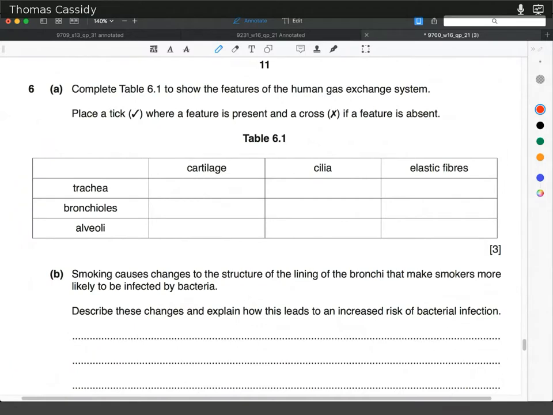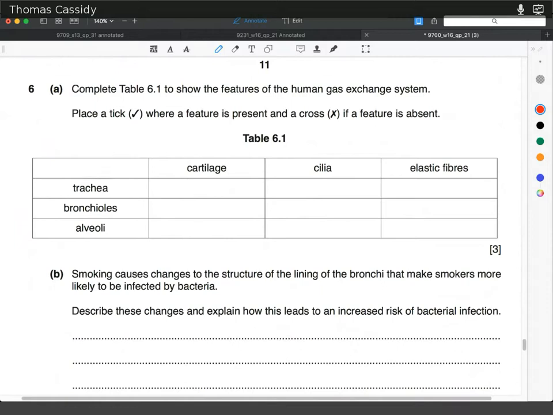We're given a table. Place a tick where a feature is present, and a cross where a feature is absent. So we're really just seeing if we remember what each of these things are. We know we're talking about features of the human gas exchange system. Specifically here, although it doesn't say, we're talking about lungs. These are all different components of the lungs. Our trachea is our main windpipe, as we usually call it. So it's going to be our main structure.